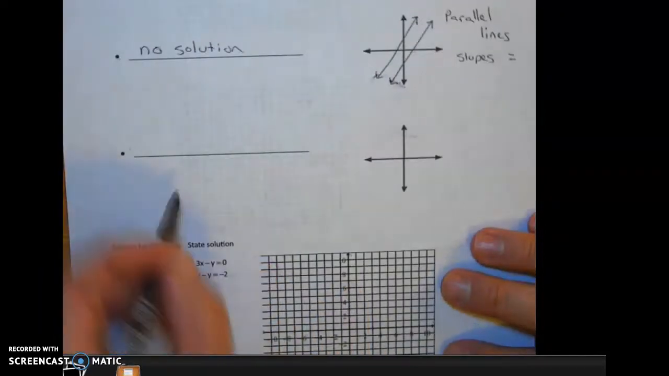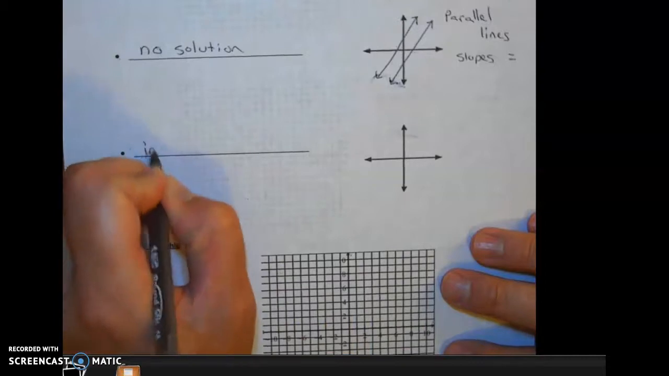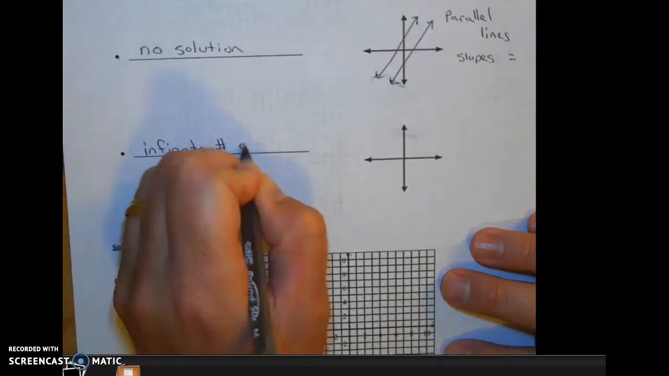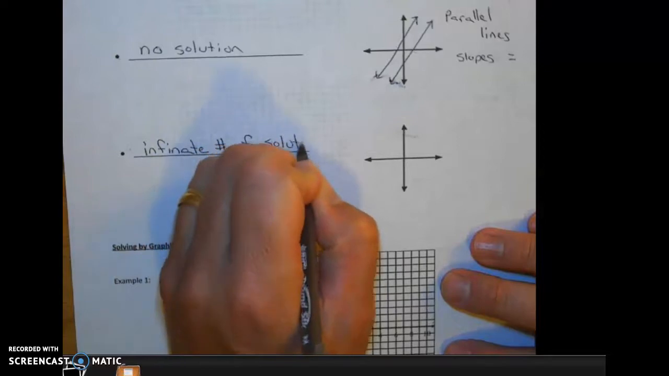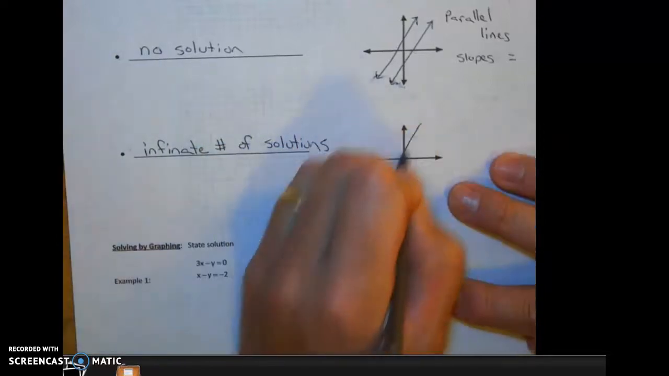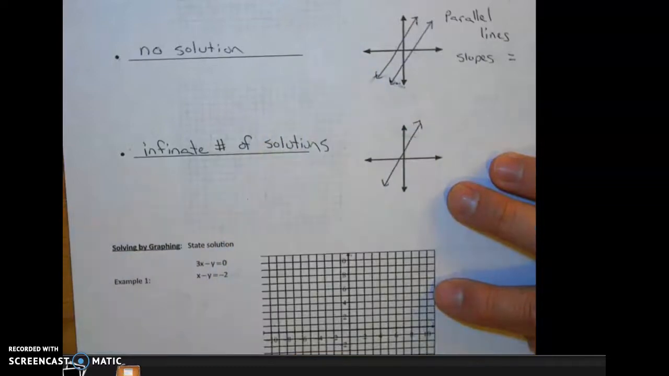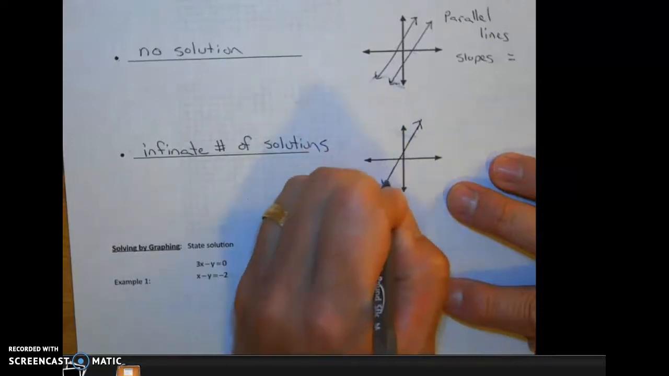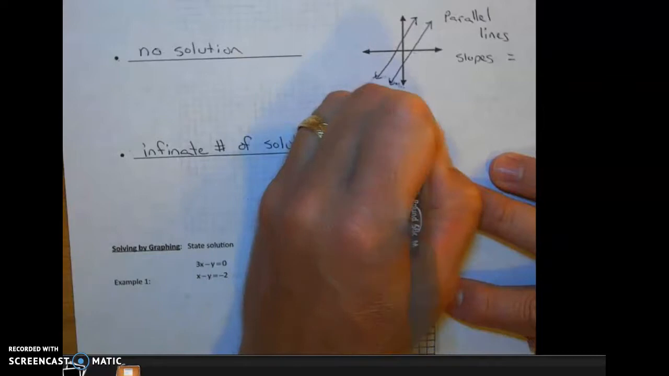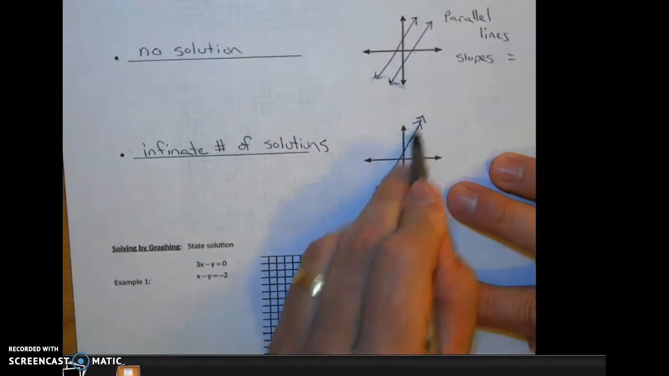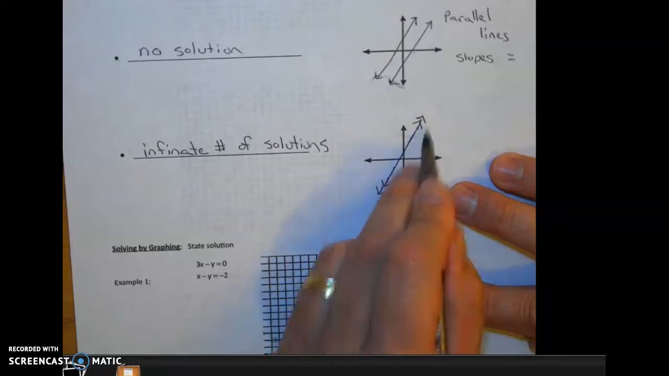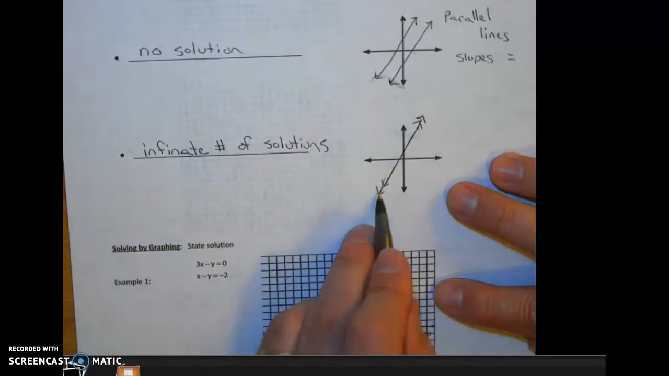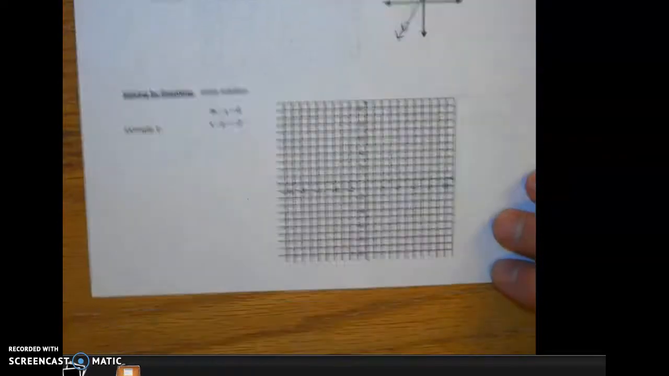Okay, the third type of solution that we could possibly come up with is called an infinite number of solutions. So we have a line, we graphed an equation of a line, and then we graphed another equation of a line, and it just happens to be the same line. And so they intersect at every single point. And since these lines go infinitely in both directions, there's an infinite number of solutions because they touch in an infinite number of points. Okay, so let's go ahead and move on to an example here.